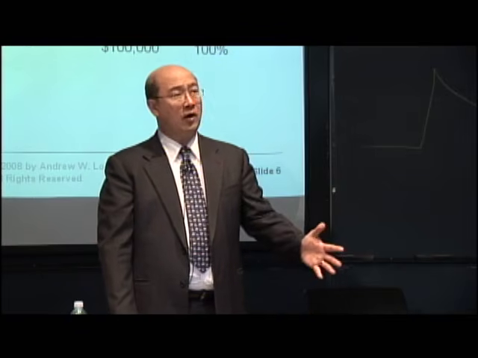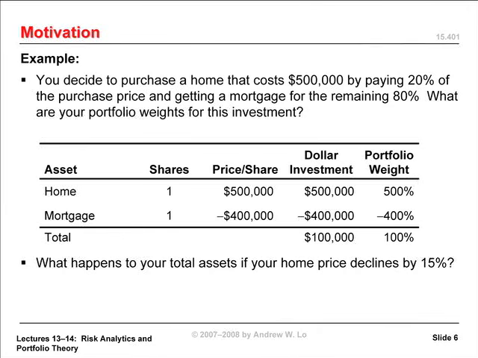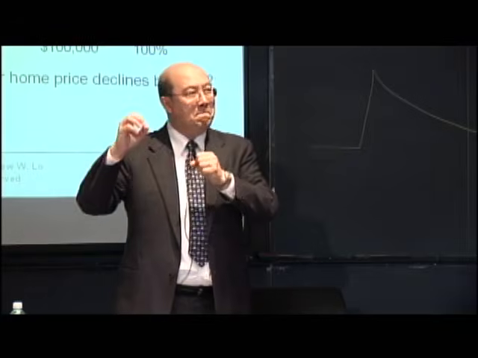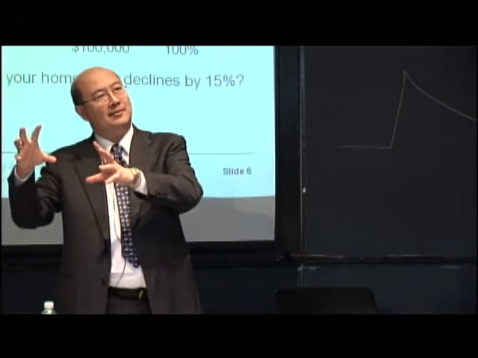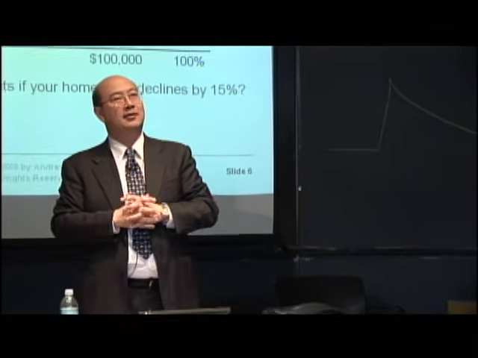Now, we mentioned before that when you get a mortgage, that's leverage too. So this is an example of a situation where you buy a home for $500,000, but you only have a $100,000 down payment. Right? Your equity in the home is only $100,000. The bank has loaned you $400,000. Your leverage ratio is 5 to 1. So if you were to look at your portfolio weights, it would be 500% house minus 400% bank, or bonds or mortgage, right?